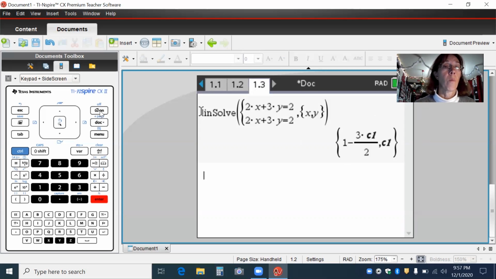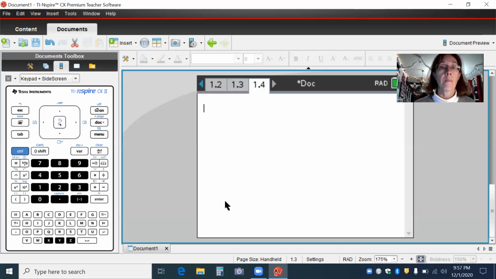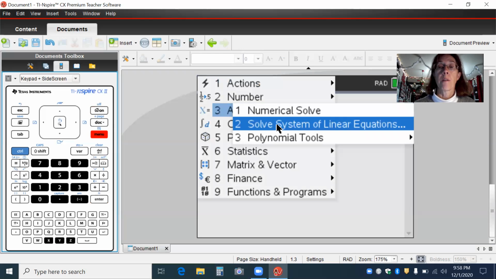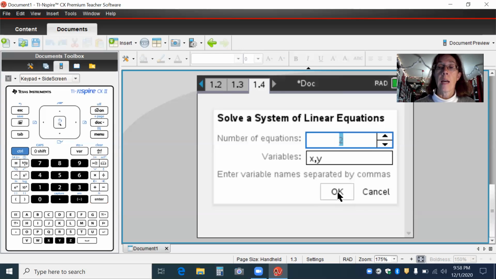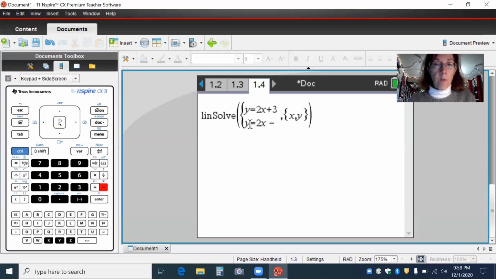Okay, so let me go back to home. We're going to go to the add subtract icon. We are going to go to menu, 3 for algebra, 2 for solve systems of linear equations. Hit OK because we have two equations. And we're going to type in two parallel equations. So let's say y equals 2x plus 3 and y equals 2x minus 4.